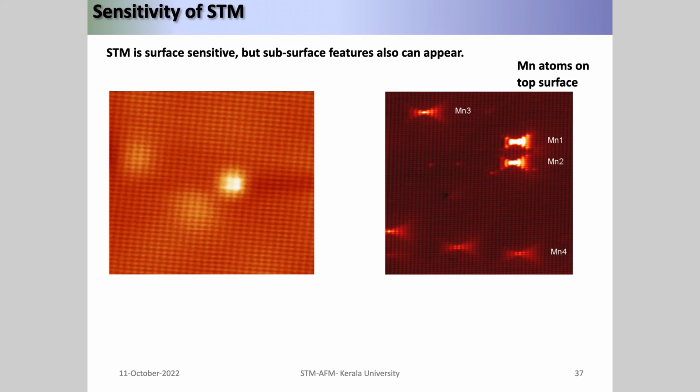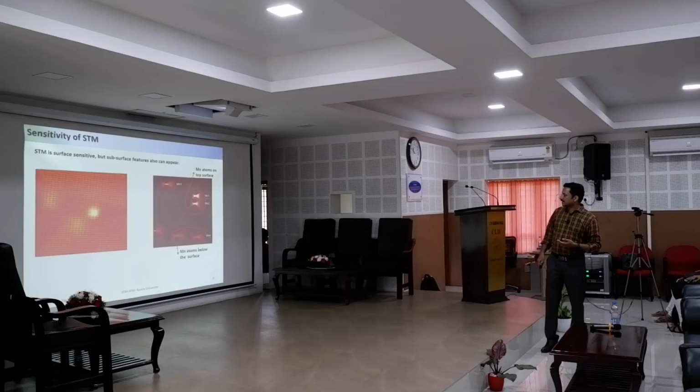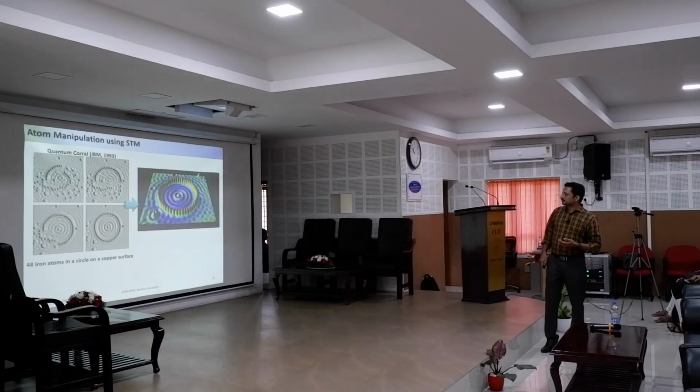You see manganese ions on a surface, I think on a copper surface. You can see atoms here, single atoms. I'll stop with this.